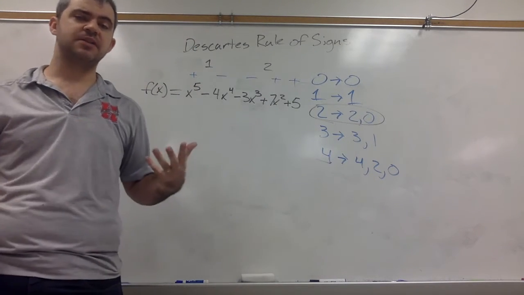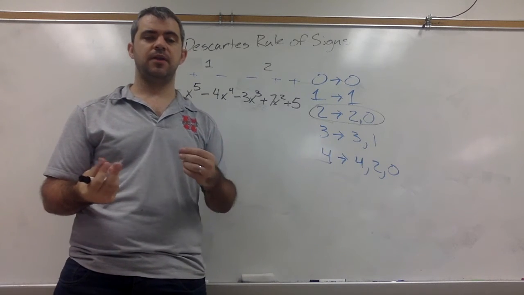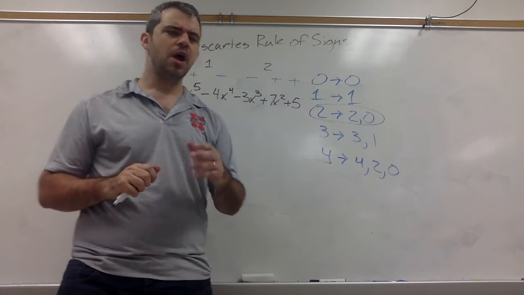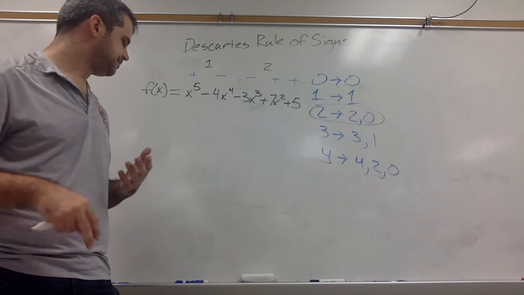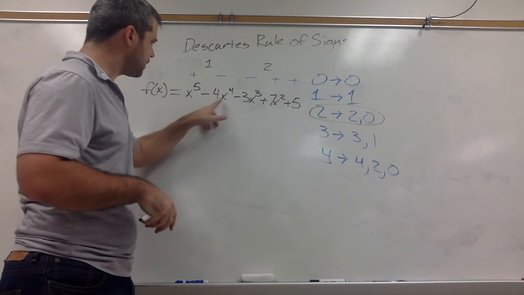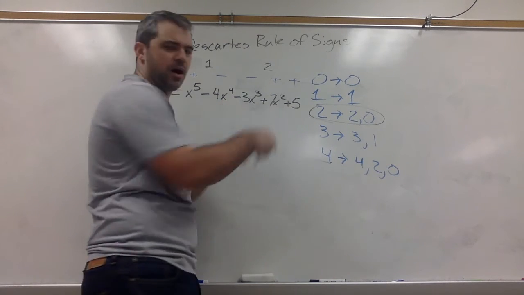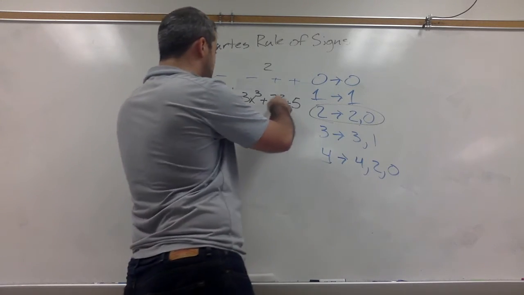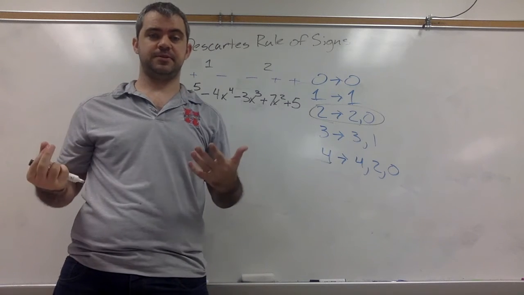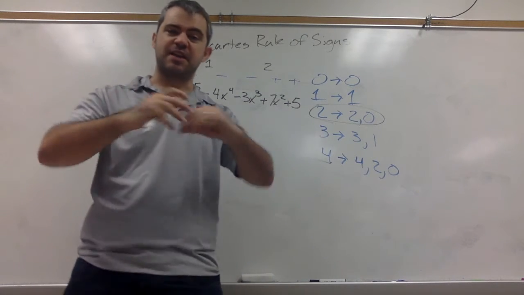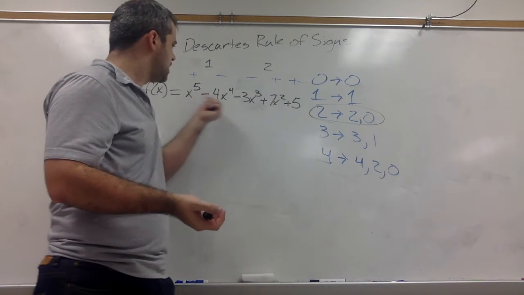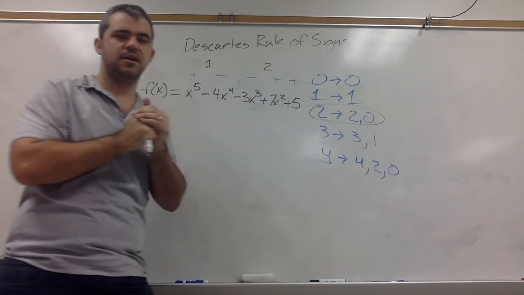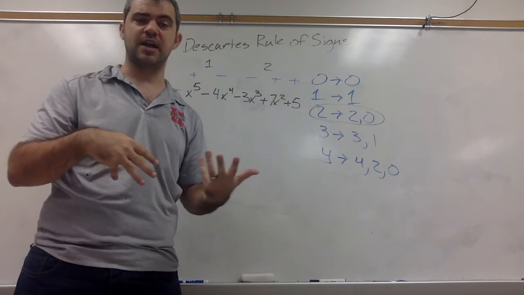Now, everything I've talked about up till now deals with positive solutions. Well, what about negative solutions? What happens when you take a negative number to an even power? Well, that negative just kind of disappears. Well, what about taking it to an odd power? When you take a negative to an odd power, it gives you a negative result.